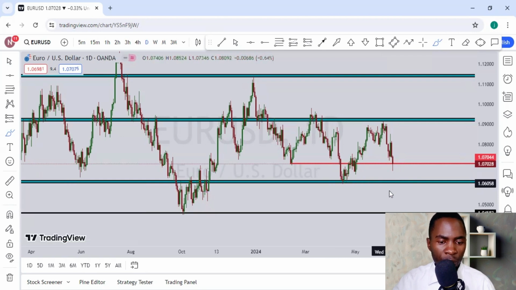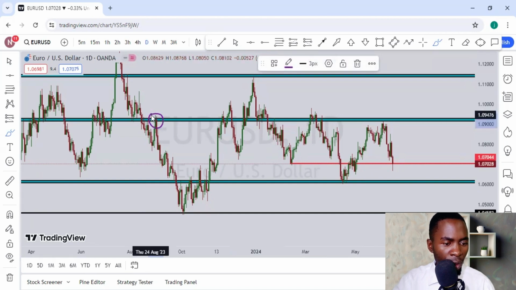So that was one zone which was a good zone. Another zone that I also built, you can see the market respected around here. The market respected this zone, also respected this zone, also respected here, and also it respected around here. So this shows us that this zone holds some forces, and it's an important zone.